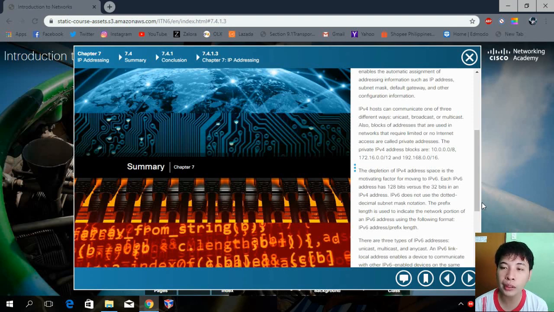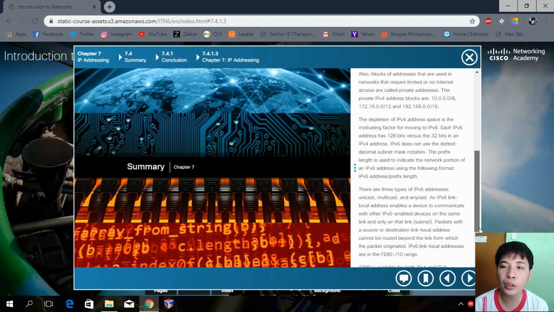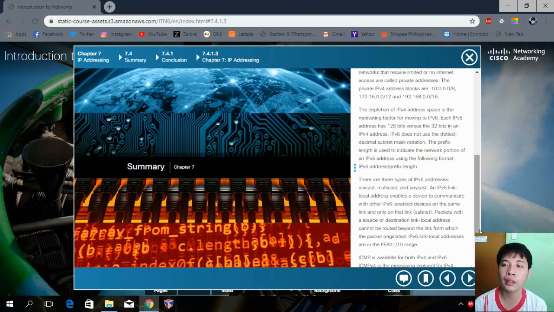Each IP version 6 address has 128 bits versus the 32 bits in an IP version 4 address. IP version 6 does not use the dotted decimal subnet mask notation. The prefix length is used to indicate the network portion of an IP version 6 address using the format: IP version 6 address/prefix length. There are three types of IP version 6 addresses: unicast, multicast, and anycast.